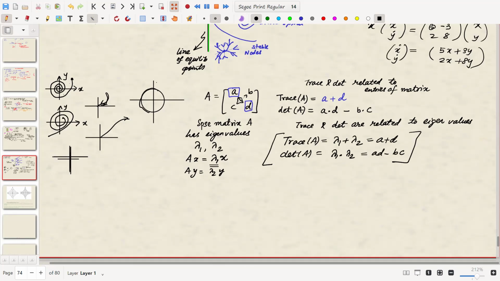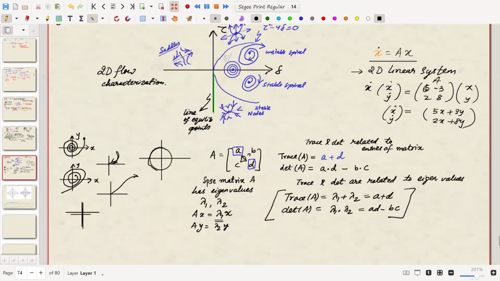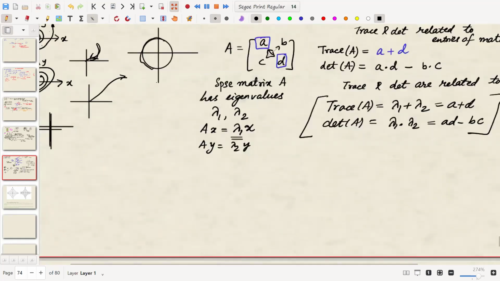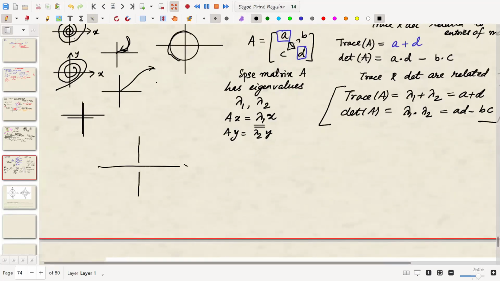Scientists thought that computation of eigenvalues of a 2D matrix will involve a square root, and that is even more complicated. So they thought, why not we take the trace and determinant to classify the various dynamical behaviors of this 2D linear system? Motivated by this, they constructed a trace determinant diagram.